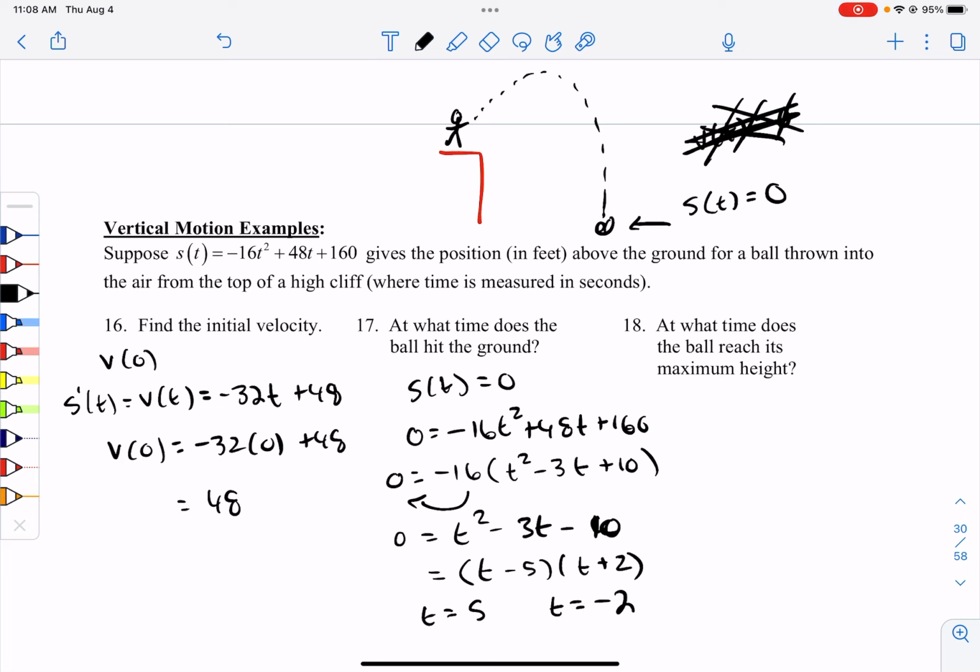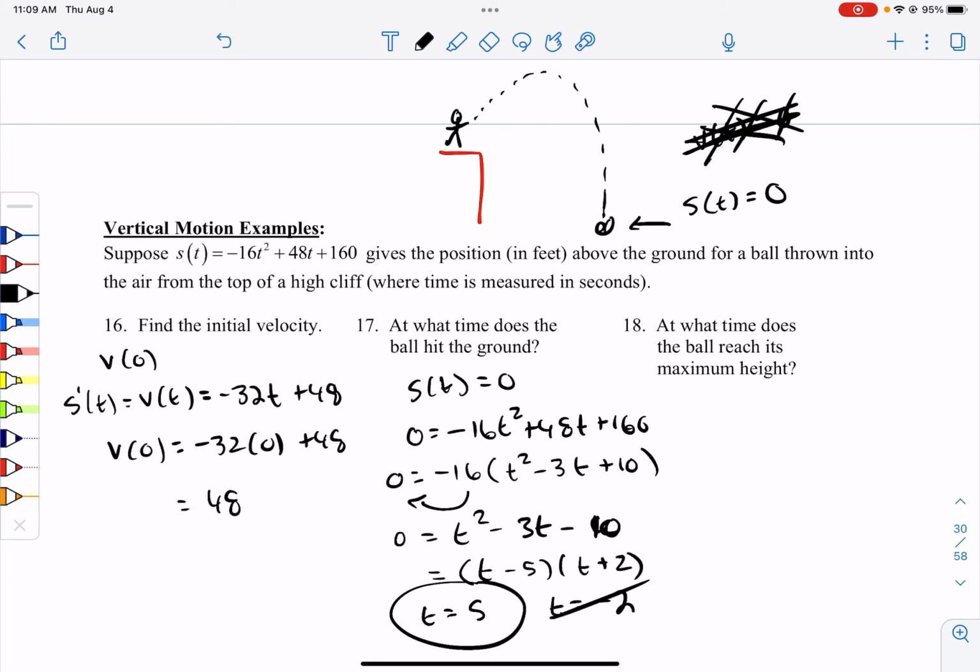That's an assumption to make: the ball somehow started at the bottom of the cliff. So which of those answers makes sense in this problem? Obviously, the t being negative 2 doesn't make any sense. It's following the curve of the ball, which is why you get a negative answer. But we are interested in this one. At time equals 5, the ball hits the ground. Okay, so it took 5 seconds. I feel like that's a pretty good throw. Or you're just really, really high and it has a long way to fall.